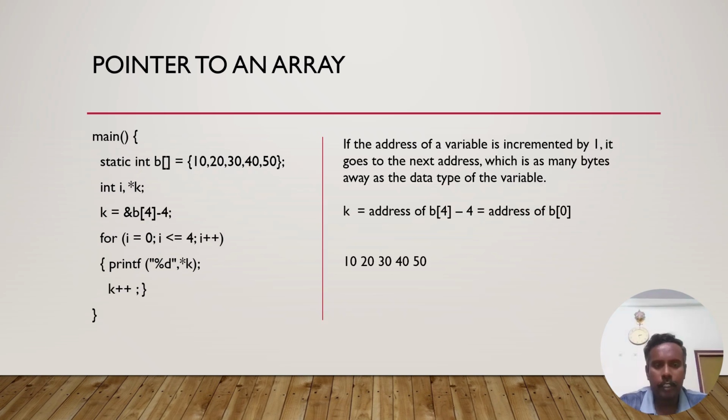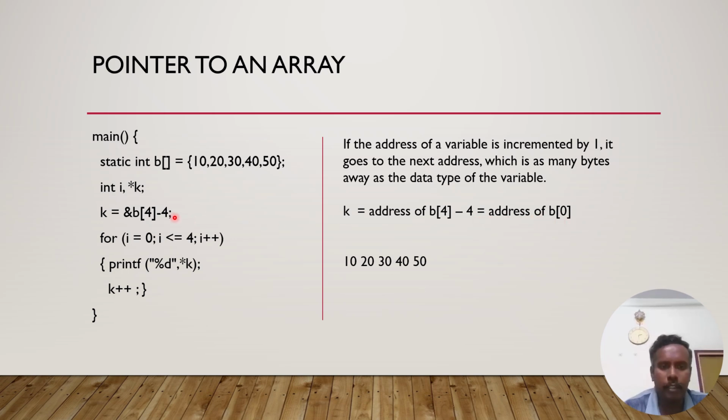Here we are again seeing pointer to an array. Another example of pointer to an array. See here, the main point is this is a normal array. This is an array B having 5 elements. So this is a pointer K. Now K points to the last element, so B of 4. So this is B of 0, 1, 2, 3, 4. K points to the last element, minus 4 means it comes to the first element. Why does it come to the first element? Address of B of 4 minus 4 is equal to address of B of 0.